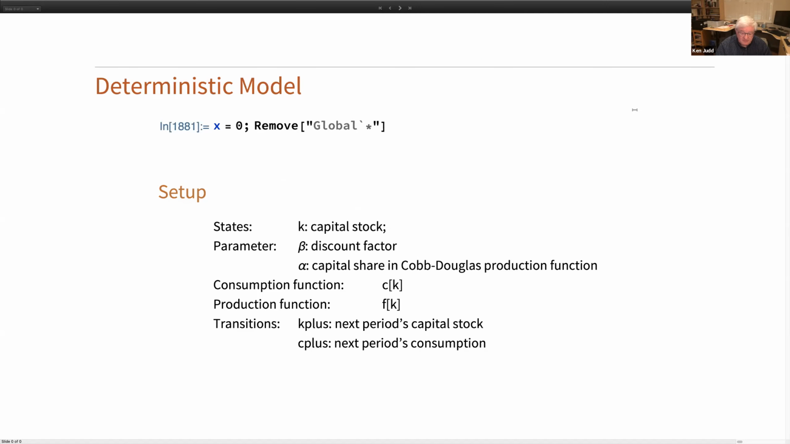Now, we're going to look at a discrete time growth model. This is deterministic, with a single capital stock and consumption. K is the capital stock, that's the only state variable. Beta is a discount factor. Alpha is the capital share. The consumption function is not known, but we know the production function. K plus is next period's capital stock. C plus is next period's consumption.